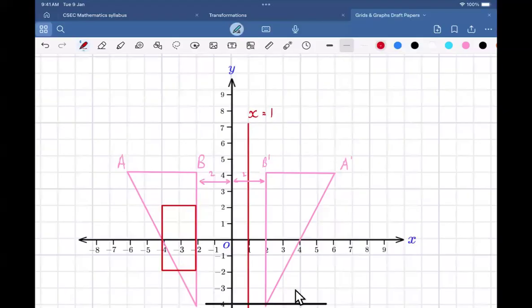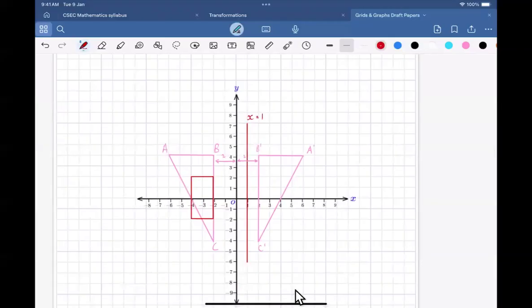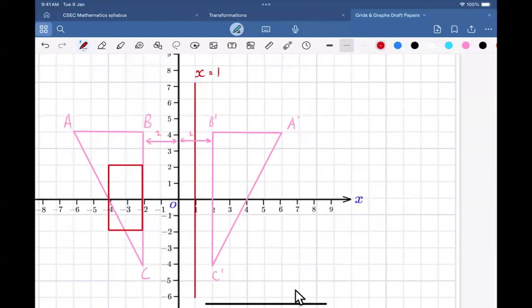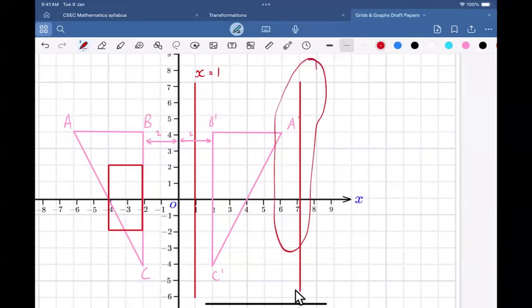Which line? Is your axis the x-axis? No. x is equal to 1. That's a vertical line. Just to give you a recap, what would be the equation for this? If this is x is equal to 1, what is the equation for that line? x equals 7. Right.